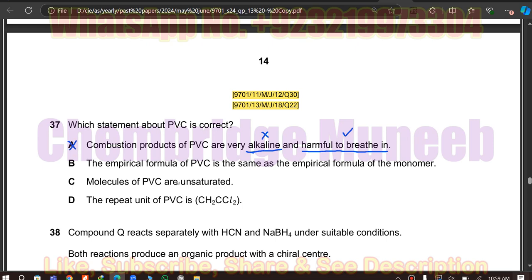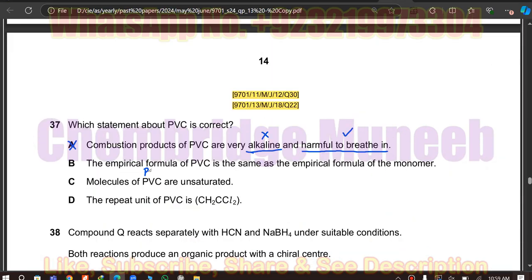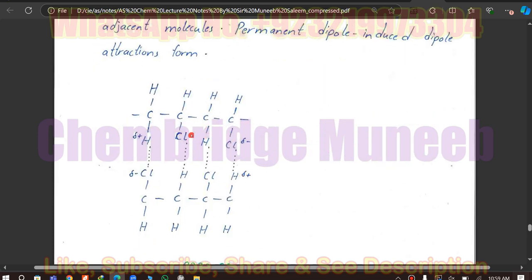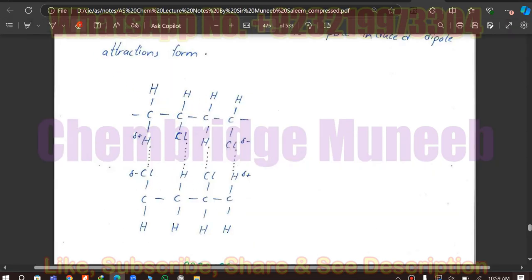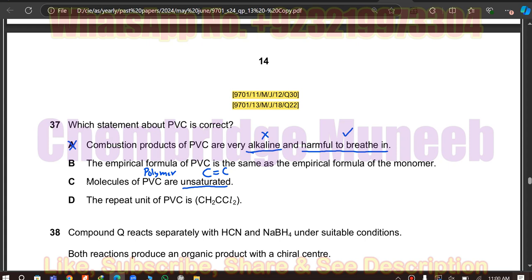Now option C says molecules of PVC are unsaturated. PVC means it is talking about the polymer, not the monomer. It is a polymer, so for the polymer we need to go back to the structure. This is the structure of PVC. Here it says it should be unsaturated, and unsaturated means it should have a carbon-carbon double bond. However, in PVC we can find that there is not a single carbon-carbon double bond here. All of them are basically single bonds. They are all saturated, so this becomes an incorrect statement.